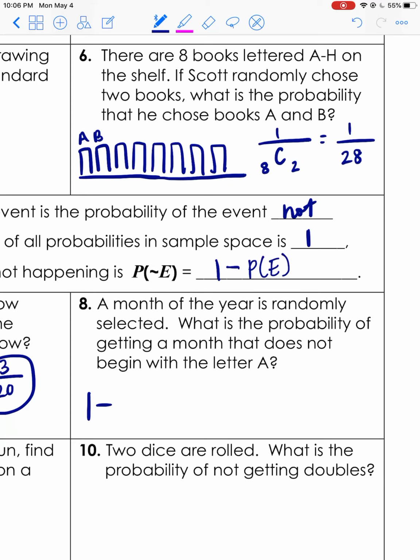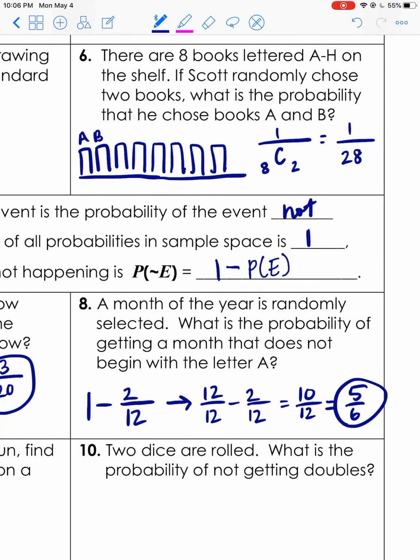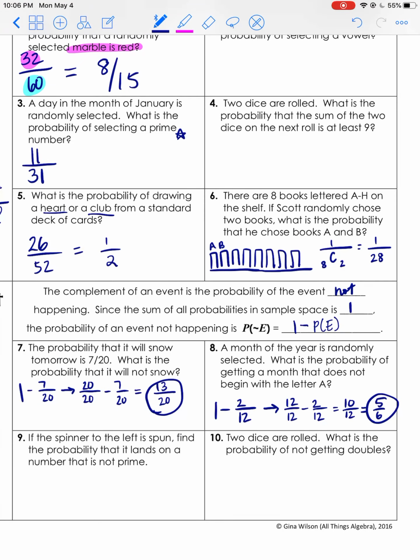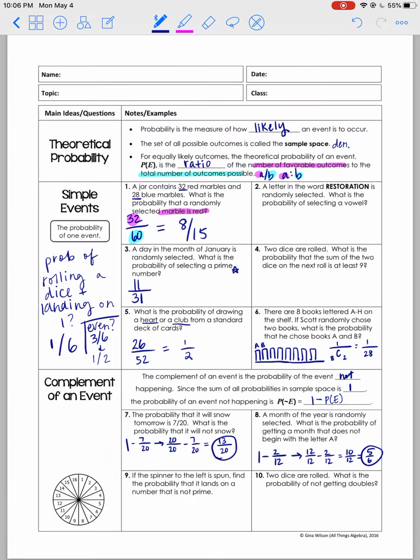Okay, 2 months, right? April and August. Those months begin with the letter A. So if we were just asked about that, that would be 2/12. But because this is a complement, it's 1 minus 2/12, which is 12/12 minus 2/12, which is 10/12, which of course we want to simplify to 5/6. All right, I think we're good here.